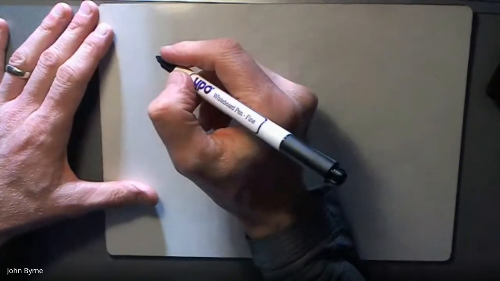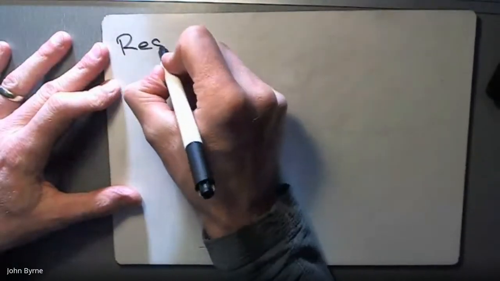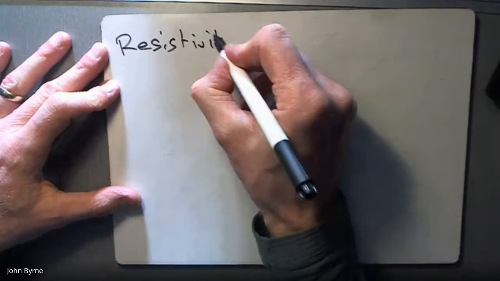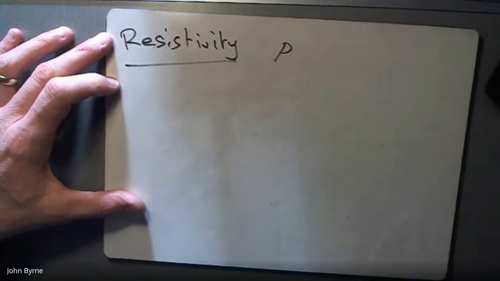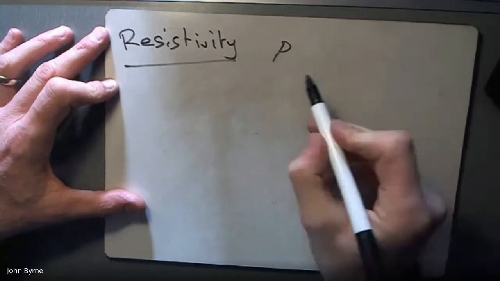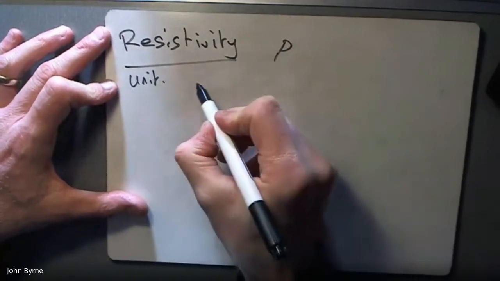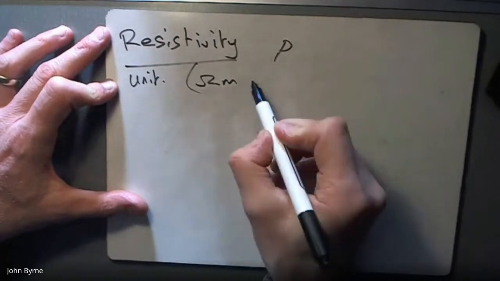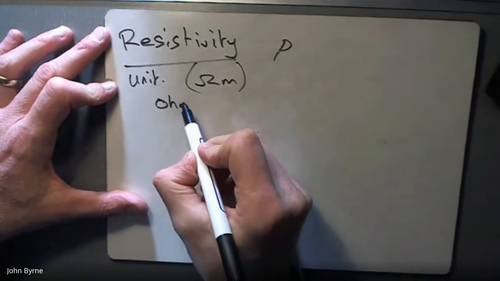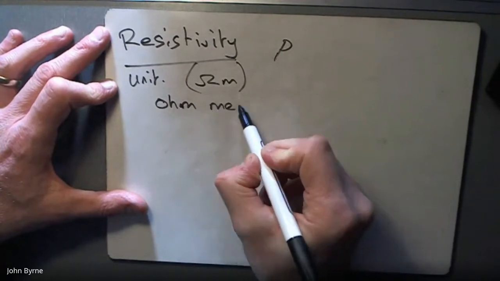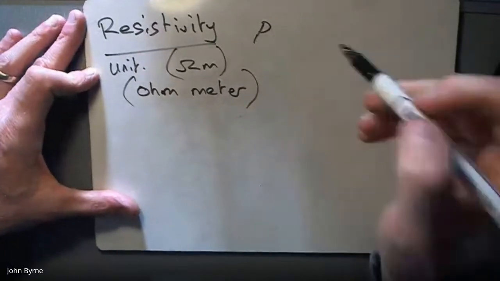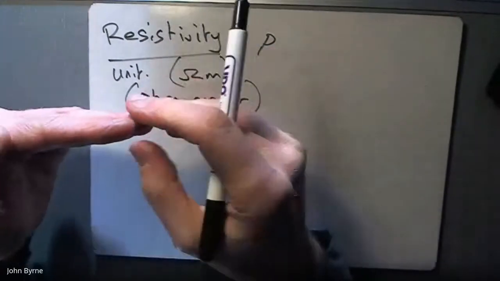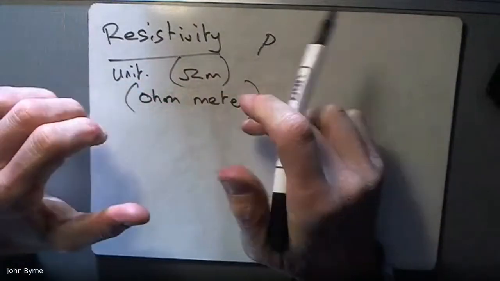Okay, so just while we're talking about resistance, let's have a look at something called resistivity. You might have come across this at GCSE. We give it a little symbol that looks like a P. It's a Greek letter called rho, but it looks like a P, and the unit is the ohm meter. So not ohms per meter, but just ohm meters.